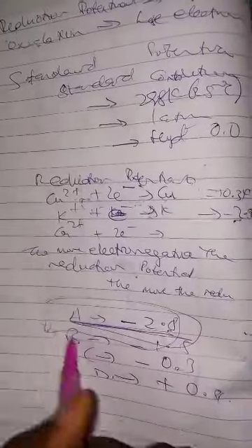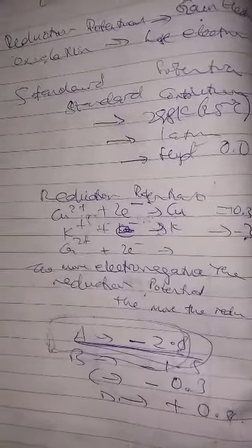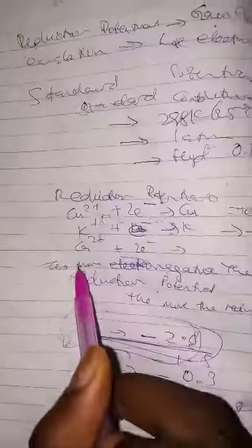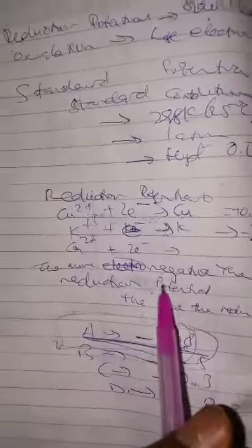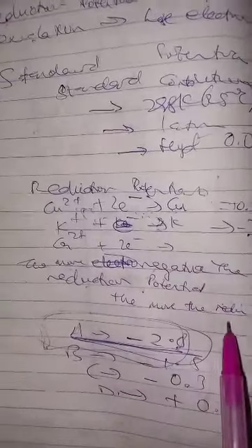Do you get it now? Yes. Let me teach you. So yes, this is what I told you there. The more negative the reduction potential, the more the reducing ability. So take note of that.